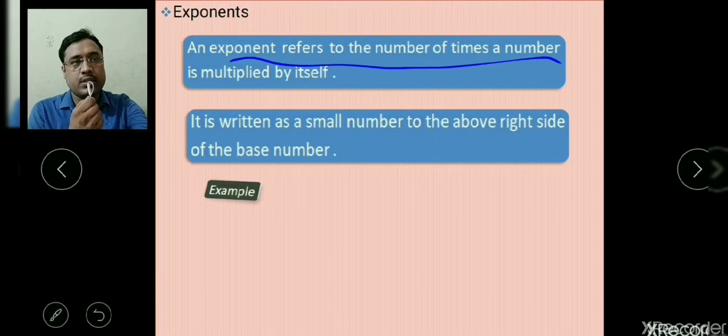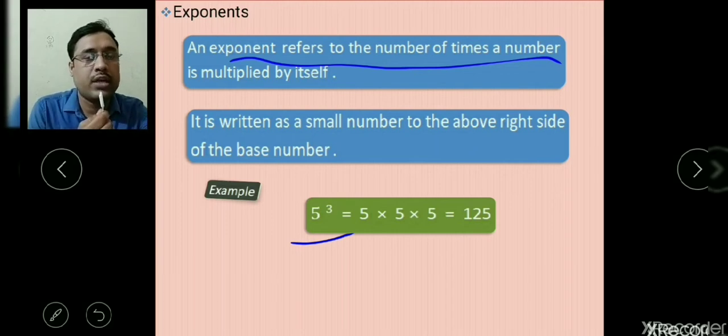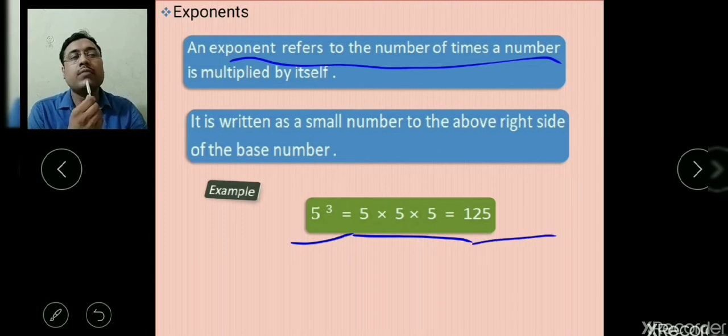You can see in this example here 5 to the power 3. In this number 5 is base and 3 is exponent. So if 3 is the exponent, then the number 5 will be multiplied with itself only 3 times. Then the product will come 125. Similarly, you can do this also.